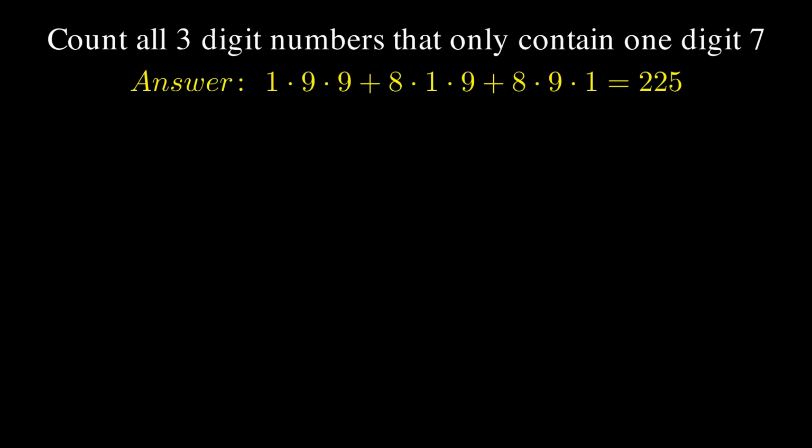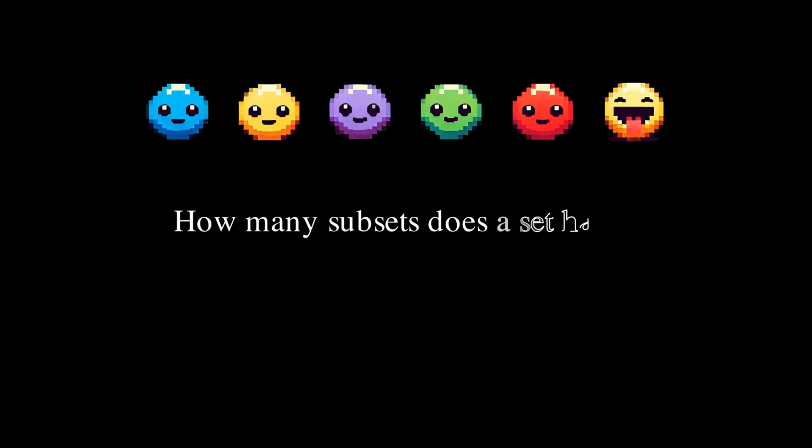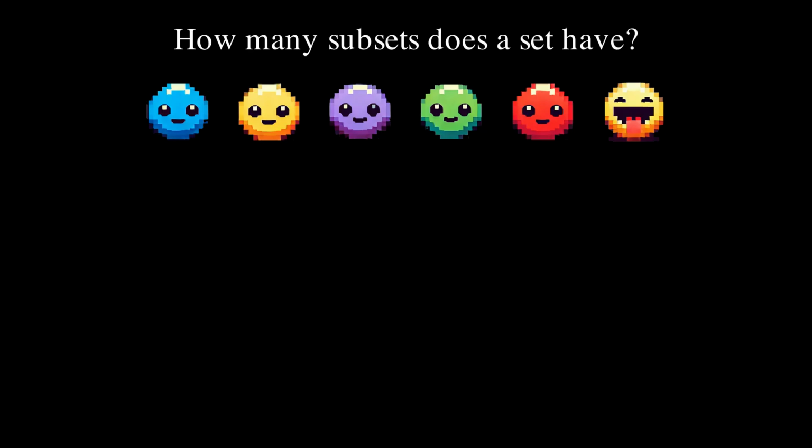And this brings us to our final question. How many subsets does a set have? A subset is any possible selection of elements from a given set. We are not just counting subsets of a specific size. We need to count all subsets, including the empty set and the set itself.